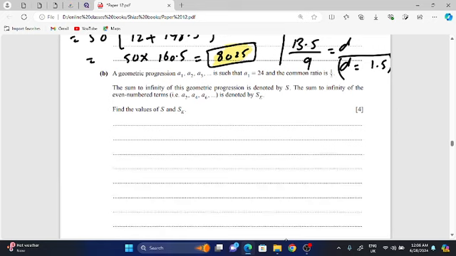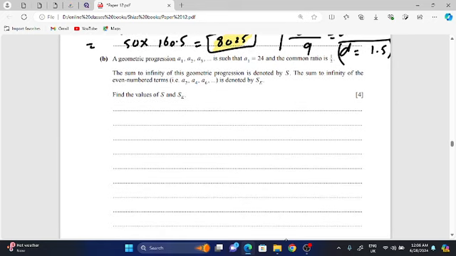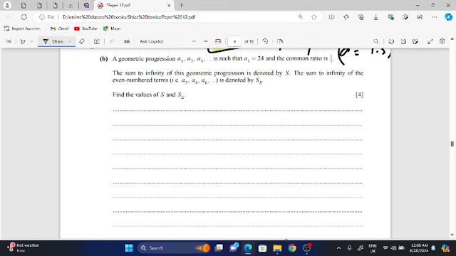Okay, next is a geometric progression. a1, a2, a3 and so on of some terms is such that a1 is 24 and the common ratio is 1 by 2. The sum to infinity of that geometric progression is denoted by s. The sum to infinity of the even-numbered terms is denoted by se. Find out the value of s and se.